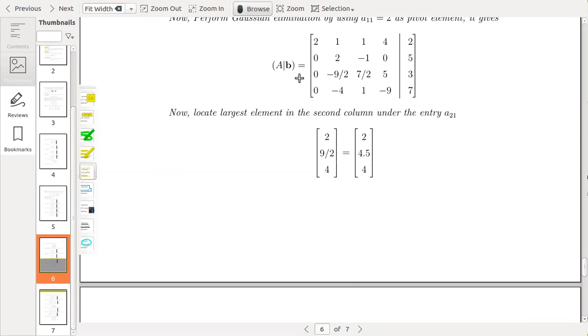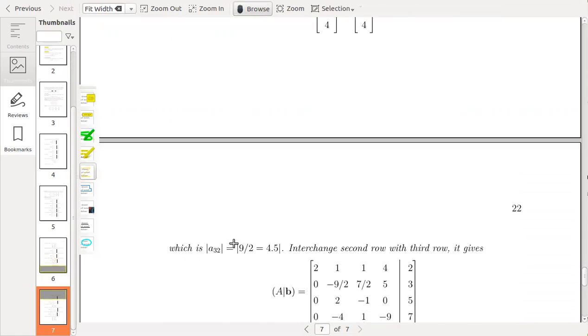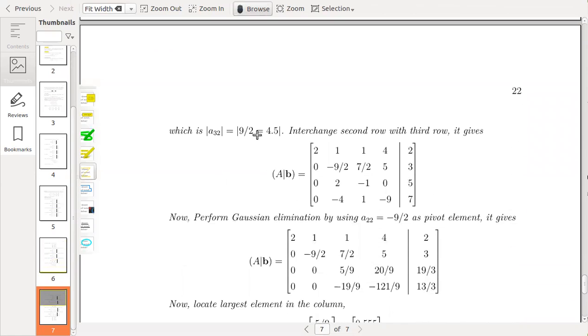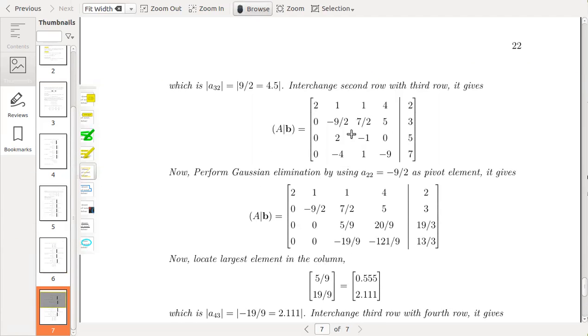So this contains the third row. So here we need to interchange the second row with the third row because this is the highest value. So here we have interchanged these rows. So now this minus 9 by 2 becomes the diagonal entry. And we performed the operation with this. We have reduced this column as desired.